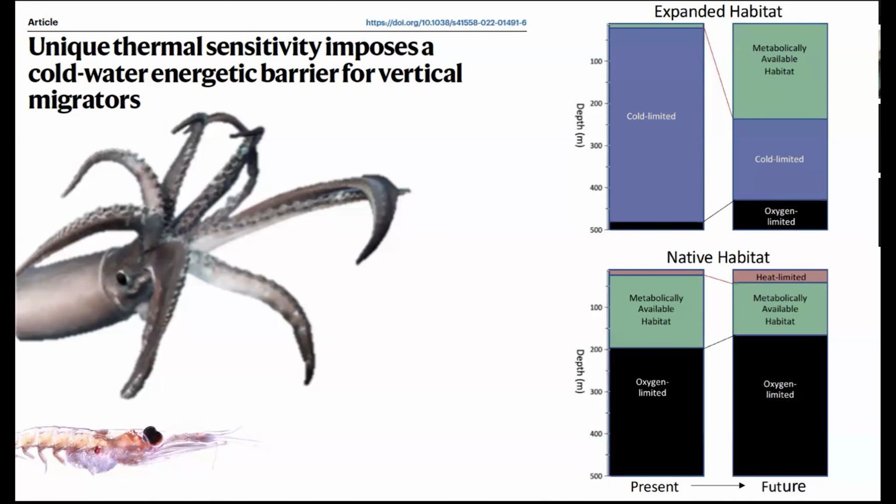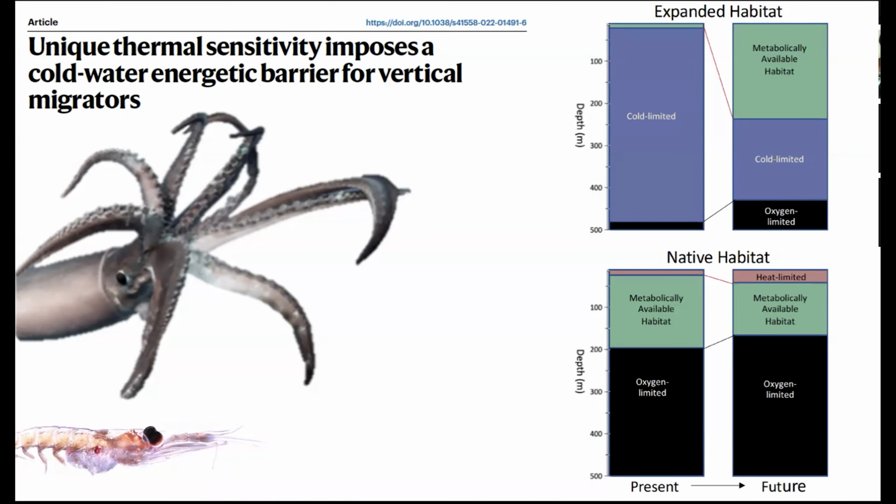So we put a hypothesis out that this sort of inverse effect of temperature on aerobic scope effectively makes cold water an energetic barrier for these animals. So this is the native habitat now and in the future, where in the tropical waters, temperature at the surface will get a little warm and compress their habitat, and low oxygen is expanding a little bit. So their metabolically available habitat in the future will be compressed a little in the tropics, but not much.